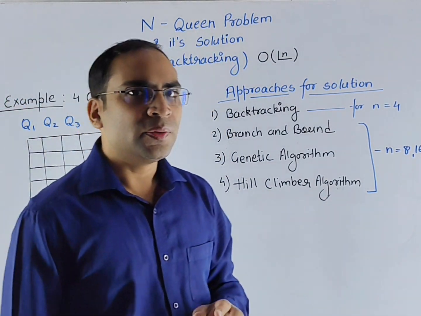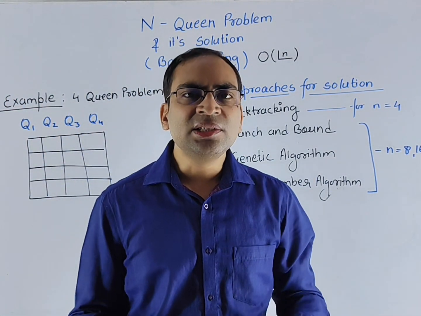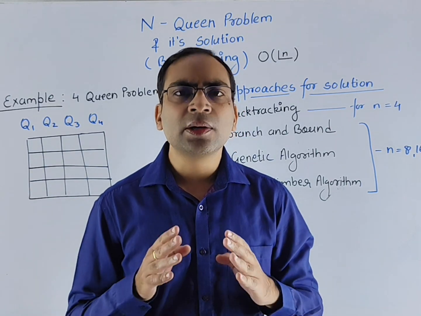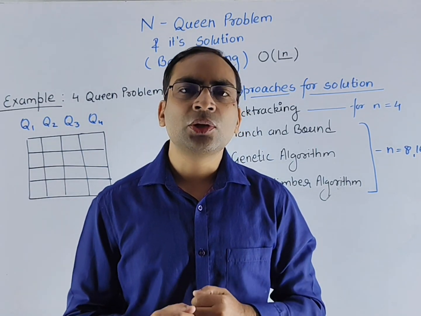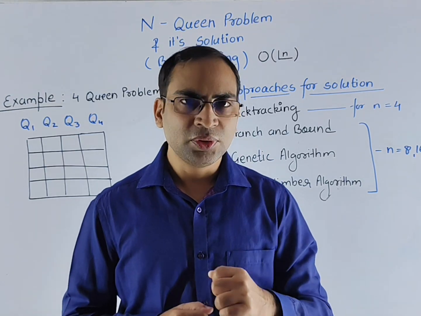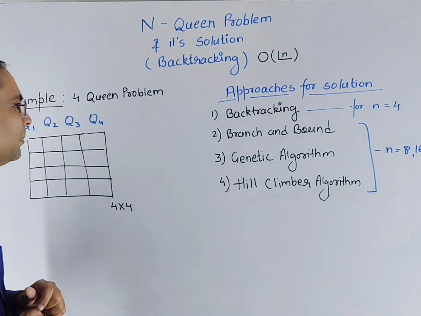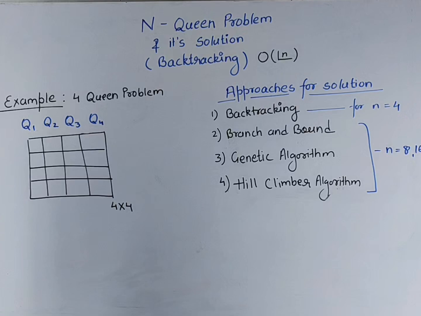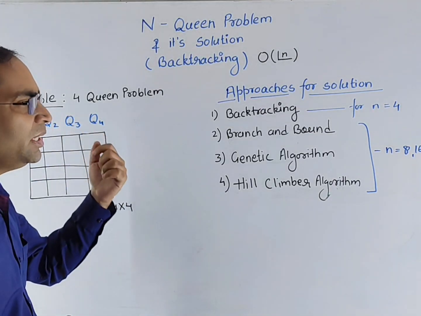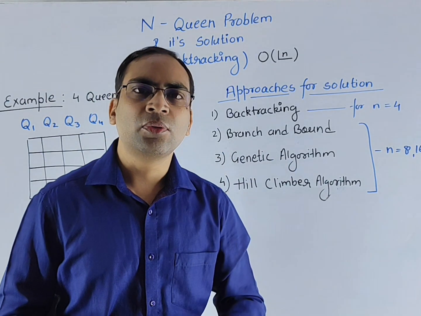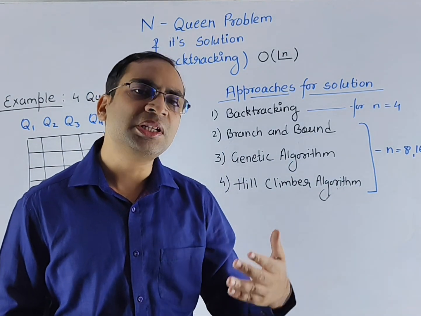It is a problem where on an n cross n chessboard we have to place n queens in such a way that no two queens will be able to attack each other. If you know the chess game, then you must be able to understand it much more clearly. But let us see with an example. This n-queen problem can be seen for n equal to 4, n equal to 8, n equal to 16 and so on.